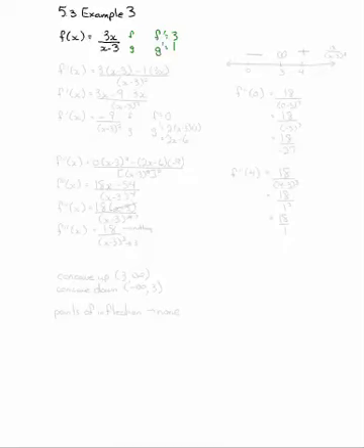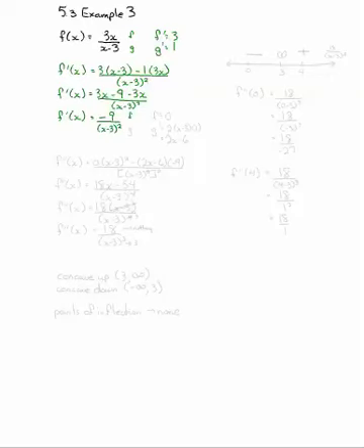Quotient rule, f prime g minus g prime f divided by g squared. F prime is there. G minus g prime f over g squared. Simplify things as much as we can. Distribute the 3x. And we have two like terms on top. There's your first derivative.